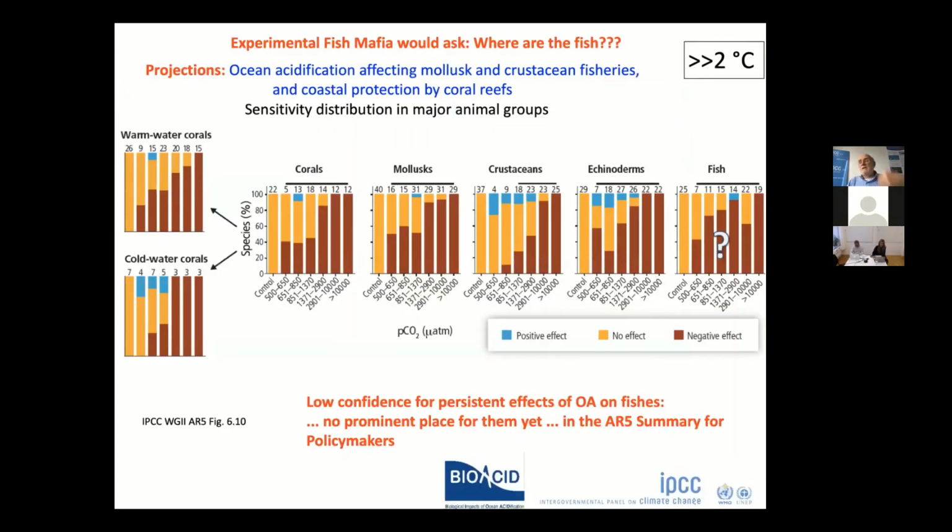And the fish are not there. How can we do something without the fish? But the confidence on the findings of fishes, especially the behavioral disturbances, is limited in terms of their long-term persistence. So drawing from multiple lines of evidence, like in the paleo record, is not sufficient here. We cannot say whether fish in the past have suffered from ocean acidification due to behavioral disturbances. So that means not yet to be included in messaging in the summary for policymakers.